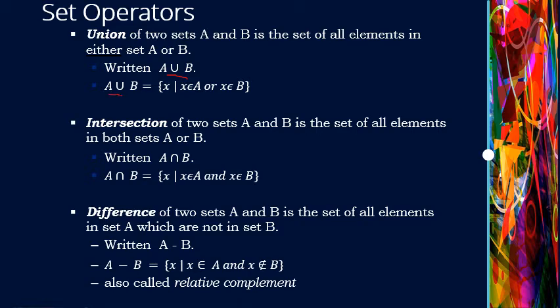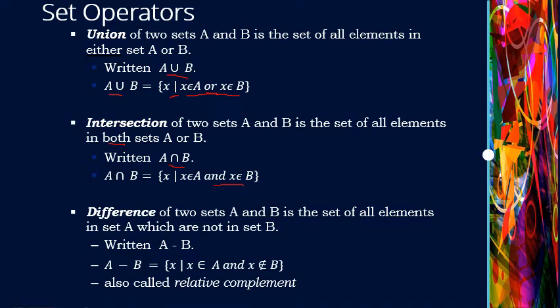So A union B, X such that X is an element of A or X is an element of B. So take note nga ang nakabutang dari is OR. Next we have intersection. Intersection of two sets A and B is the set of all elements in both sets A and B. So suli naman siya nga U. So X is an element of A and X is also an element of B. So take note nga ang gigamit is AND. So intersection, dapat ara siya sa both sets nimo.